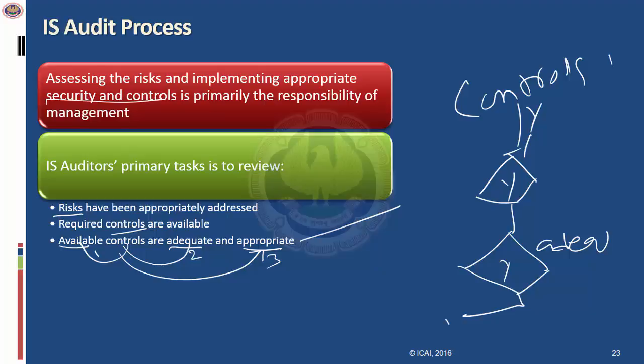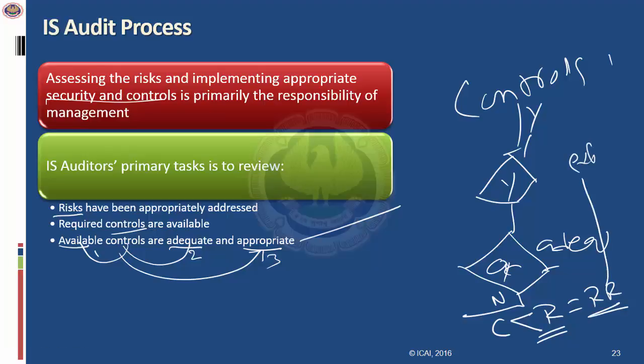If it is no, then what are you looking at? You find that controls are available, but they're not adequate, which means the controls are less than the risk, which means there is a residual risk. Now, this residual risk could result in an exposure, and the exposure is the potential loss.